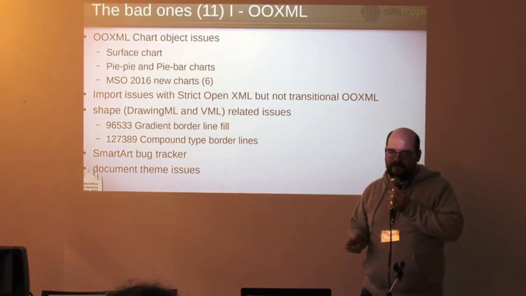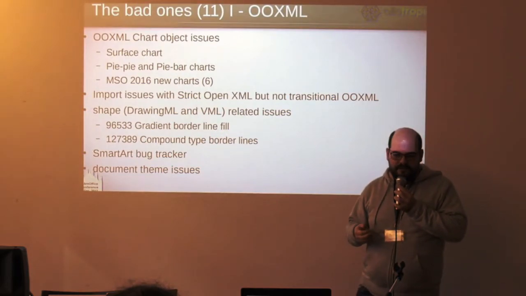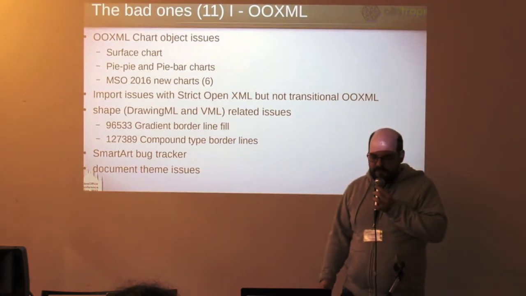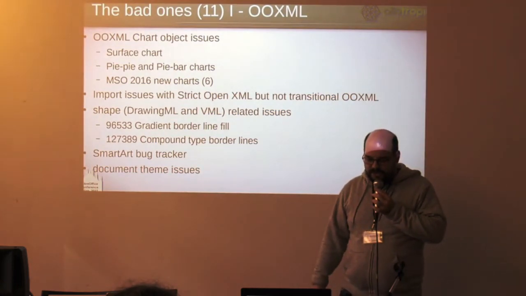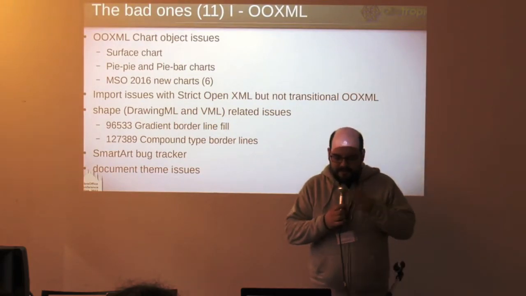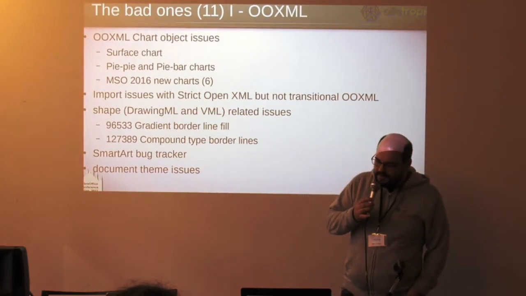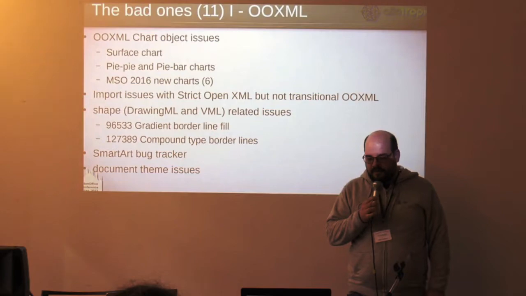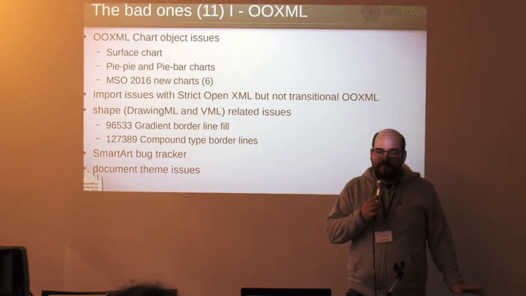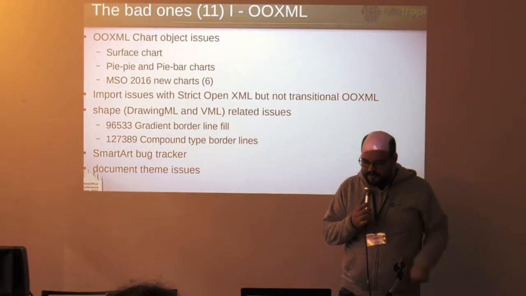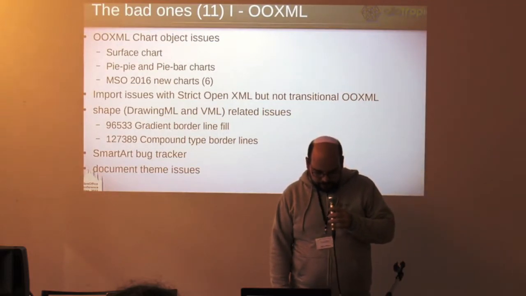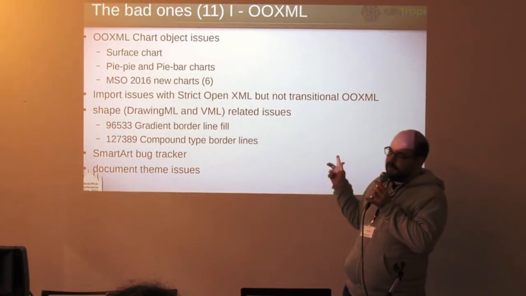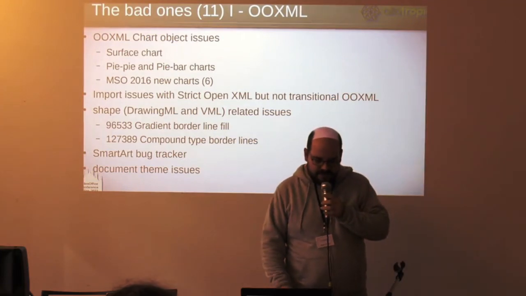Generic OXML, I mean features that are the same in all applications like Writer, Calc, and Impress. You can have surface charts, pie charts, pie bar charts, and the new MSO 2016 chart types, which are six of them, in all of those applications, except we don't support those features. And I'm already at the bad ones. There are no good ones in this category.